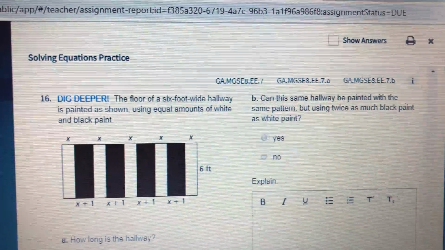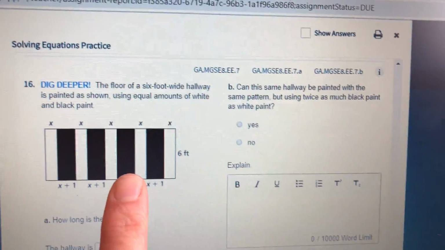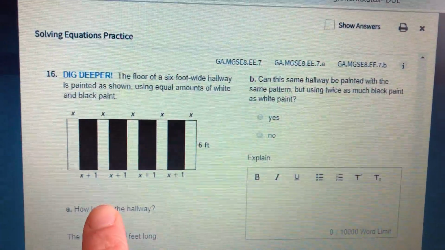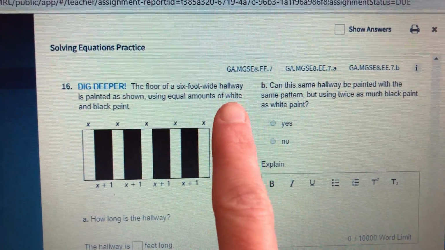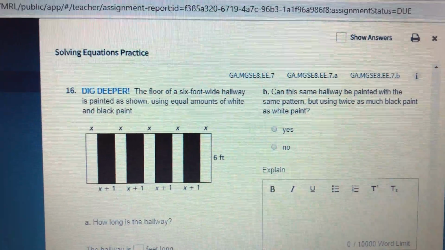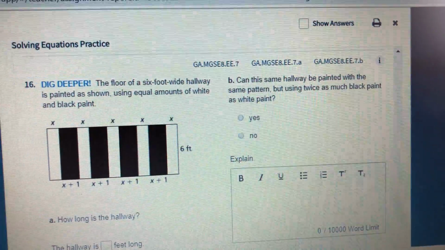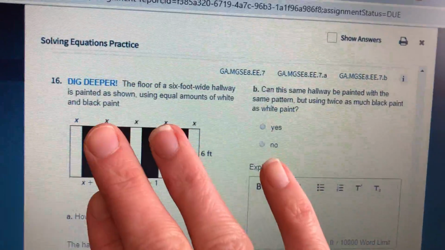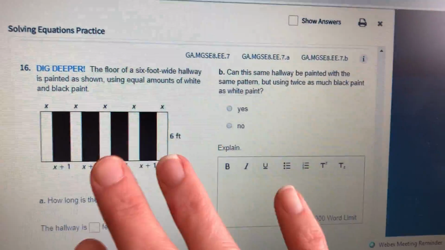All right, and then now this question said, can this same hallway be painted with the same pattern, this same exact pattern right here, but using twice as much black paint as white paint? So if you think about it, this pattern only worked if you had equal amounts of white and black paint. So should this one work if we're setting it up where it would have twice as much black paint? It won't, because you would have too much of the black paint to have this same pattern. Now we could definitely have a hallway that had twice as much black paint as white paint, but it would not have the same pattern.